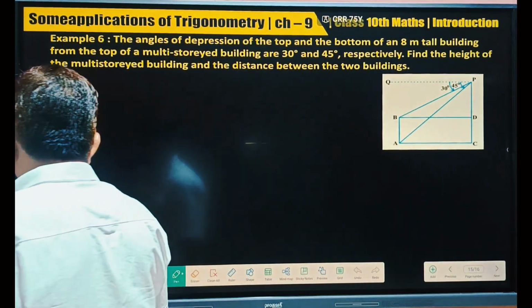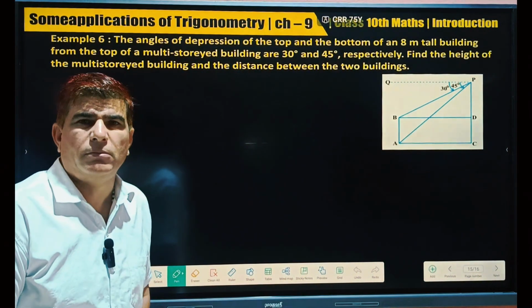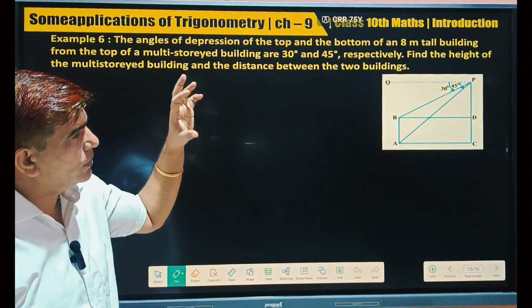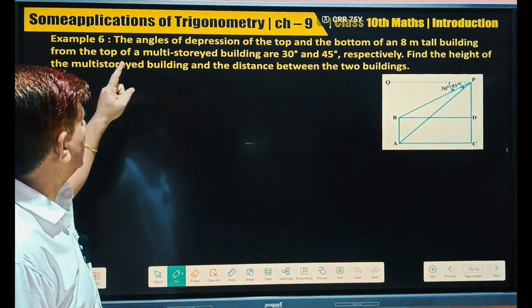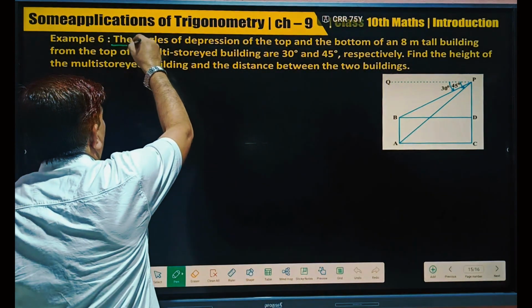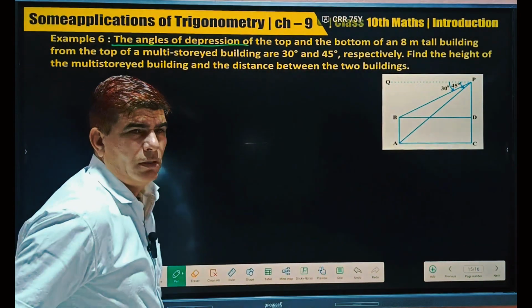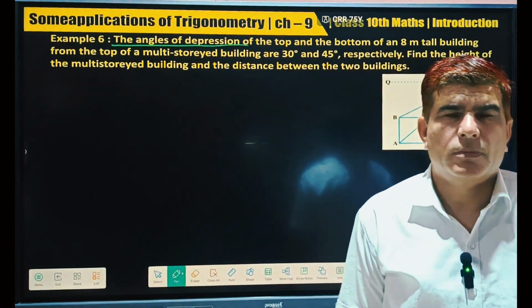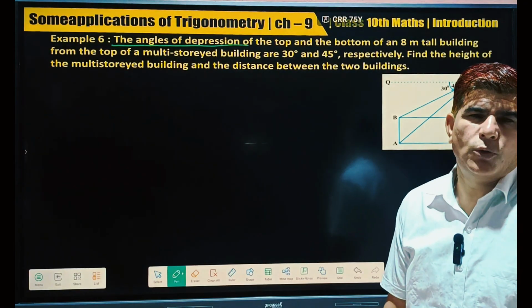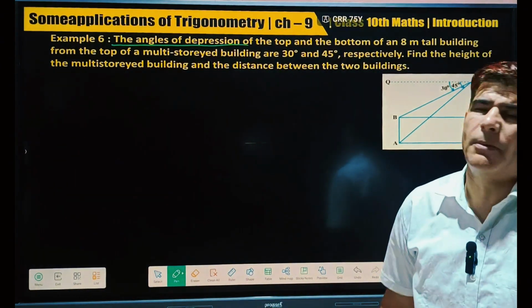Till now we have solved angle of elevation. Now in this question, angle of depression is there. Understood? And what is the angle of depression? It is when the horizontal line is above your head and you have to look downside from the upside.